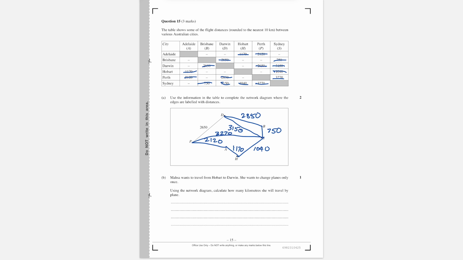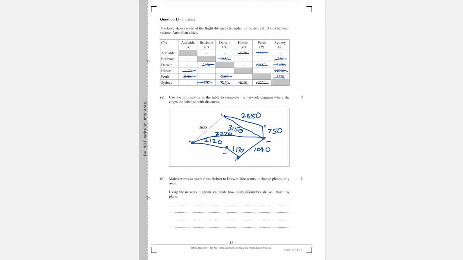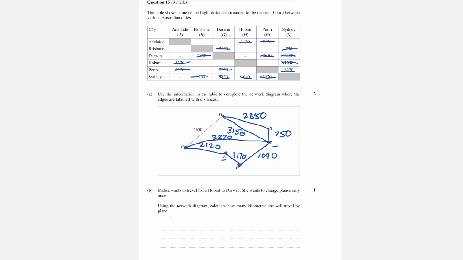All right, so pretty obvious, but if you're at Hobart, you've only got two choices. You can either go to Adelaide or you can go to Sydney. If you go to Adelaide, that is one change of plane, and then we're trying to get to Darwin. She's going to have to change planes twice, so a second time at Perth. So we cannot go via Adelaide. We have to go, therefore, via Sydney. And if she's going via Sydney, again, to get to Darwin, just one change of plane, she'll get there. So that's the only possible solution.